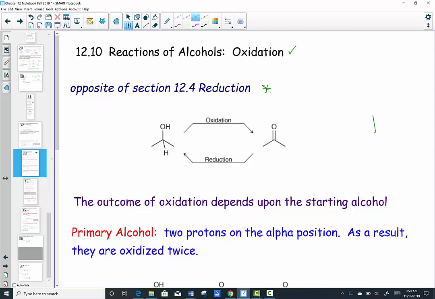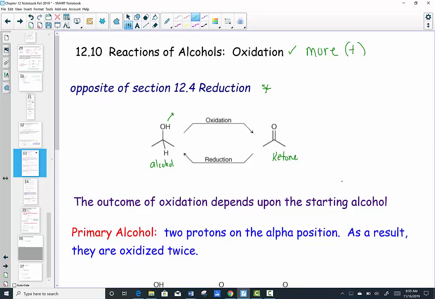The opposite is becoming more positive on the number line for your oxidation number, which is known as the oxidation process. And I'd like to just share some oxidative reagents in this particular section. So oxidation and reduction are the reverse of one another. If we start with a ketone, we reduce it to produce the alcohol. If we start with the alcohol, we oxidize to produce the ketone. So they are indeed reversible reactions.